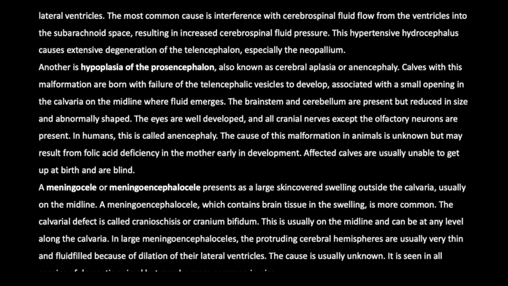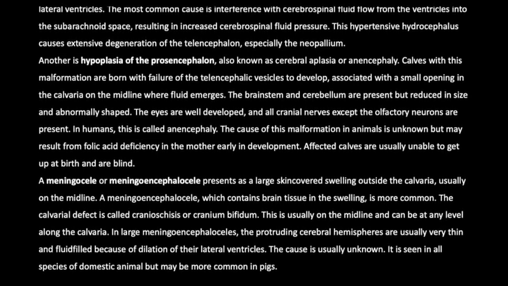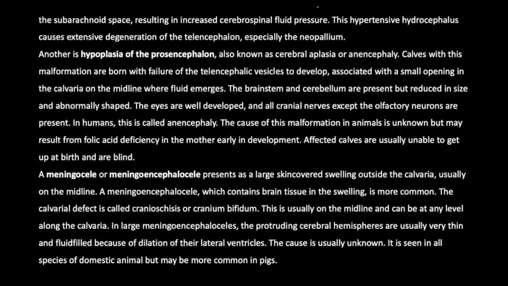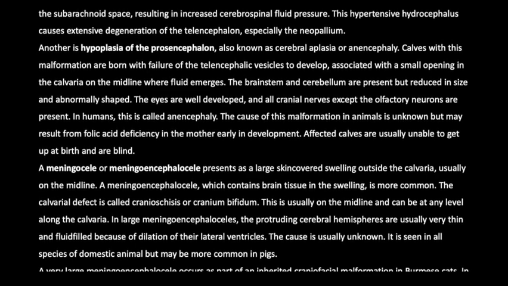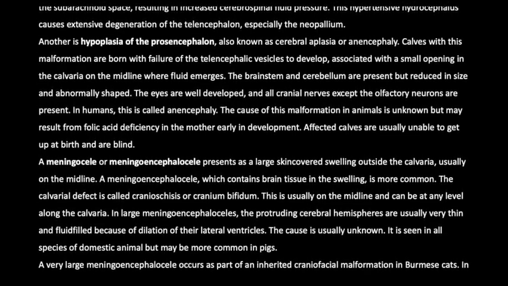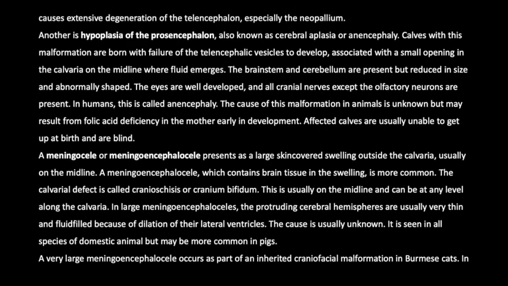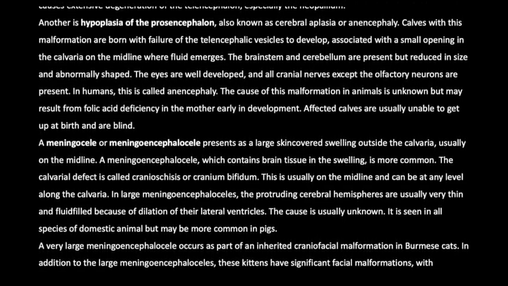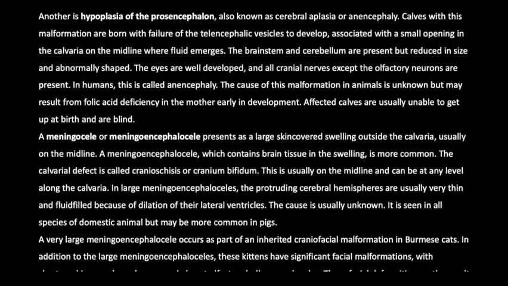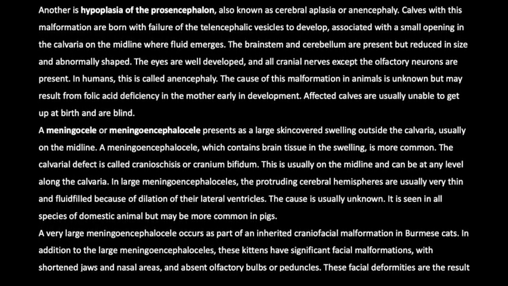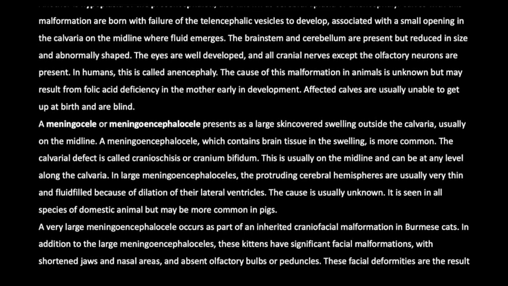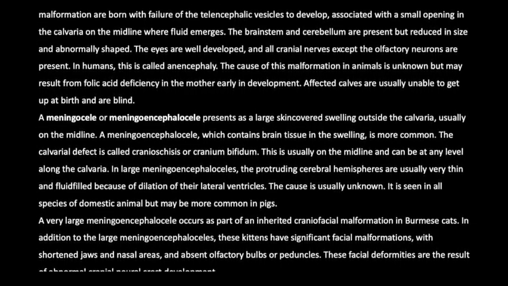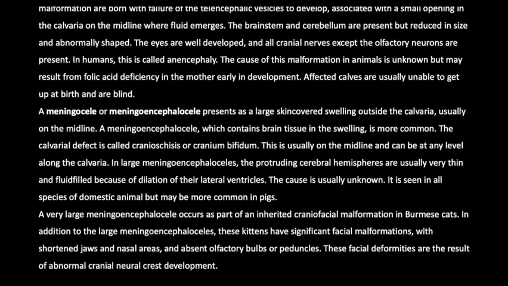Another is hypoplasia of the prosencephalon, also known as cerebral aplasia or anencephaly. Calves with this malformation are born with failure of the telencephalic vesicles to develop, associated with a small opening in the calvaria on the midline where fluid emerges. The brainstem and cerebellum are present but reduced in size and abnormally shaped. The eyes are well developed, and all cranial nerves except the olfactory neurons are present. In humans, this is called anencephaly.